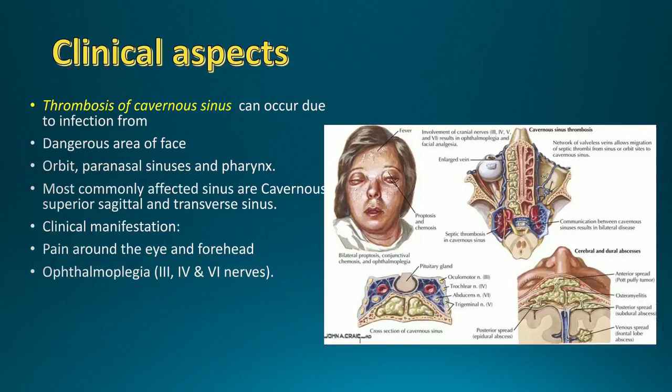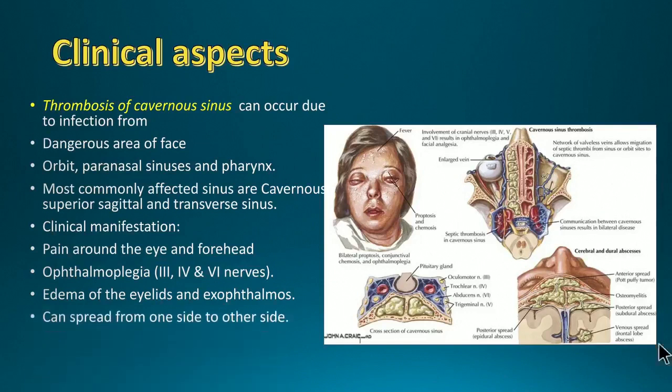So, pain around the eye and forehead, ophthalmoplegia, and edema of the eyelids. The eyelids get swollen. This is again because of venous drainage. Because the sinus is blocked, the veins cannot drain, so naturally all the veins draining the orbit also get dilated and engorged. So, edema of the eyelids is seen. Then, due to the intercavernous sinus, it can become bilateral. Infection from one sinus can spread to the other sinus.